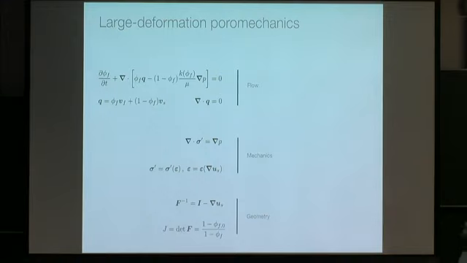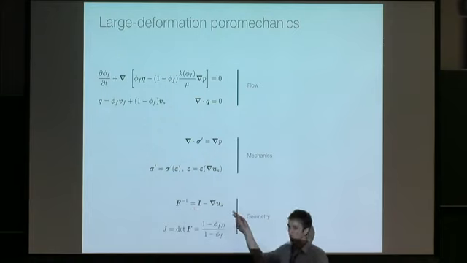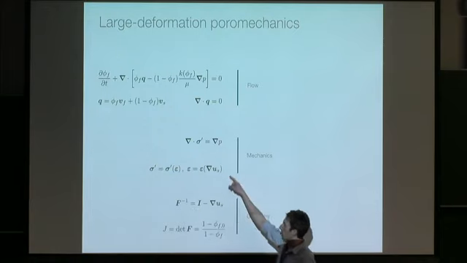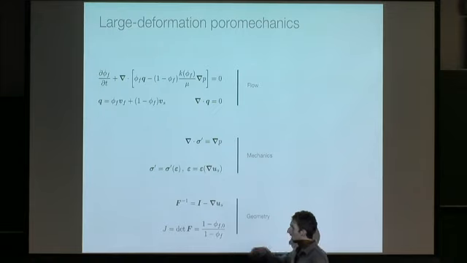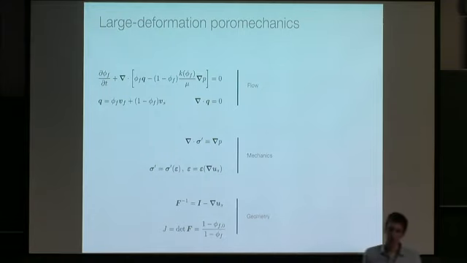And then we need some sort of constitutive law relating the effective stress to the deformation. Then we have the geometry, which is that the deformation gradient tensor is related to gradients in deformation, and that will pop up in this relationship. And the determinant of the deformation gradient tensor is itself tied back to the porosity. So we have to make sure that our deformation is kinematically consistent. Okay? It's a lot of equations, I know.